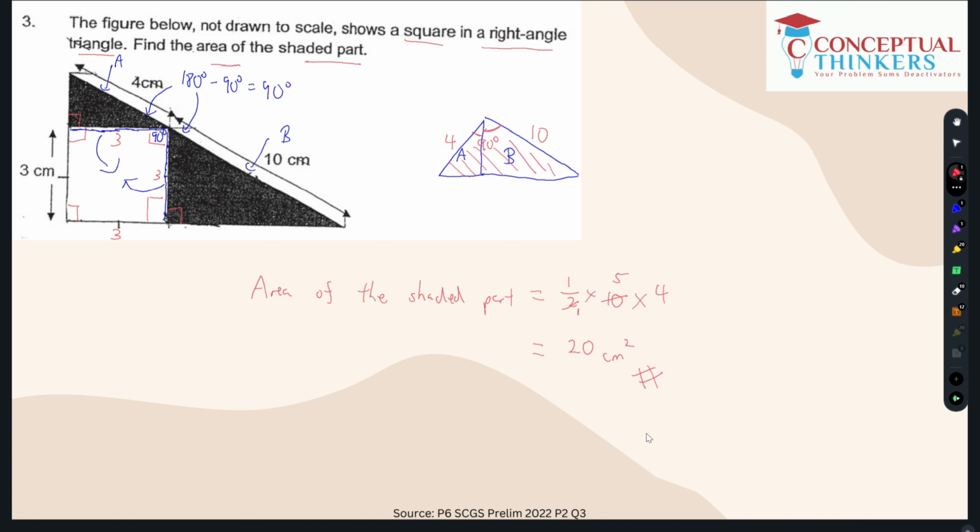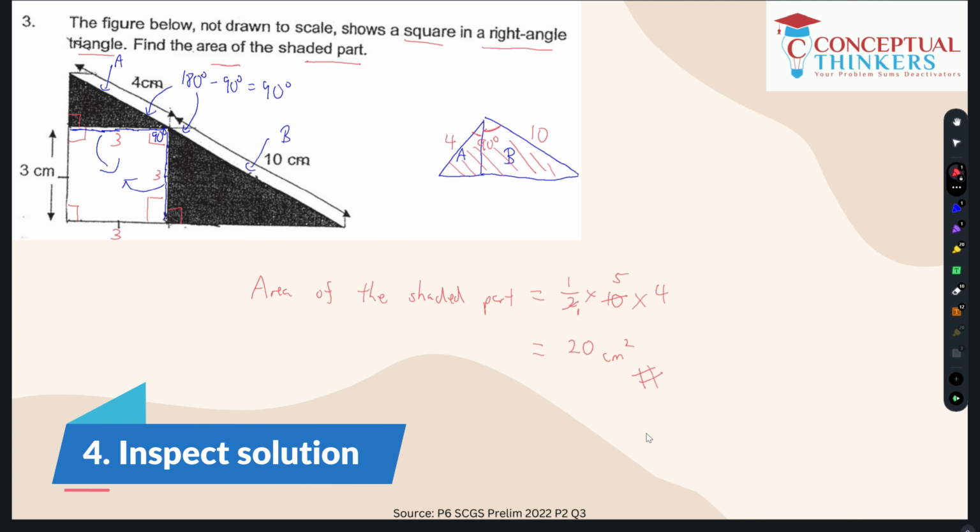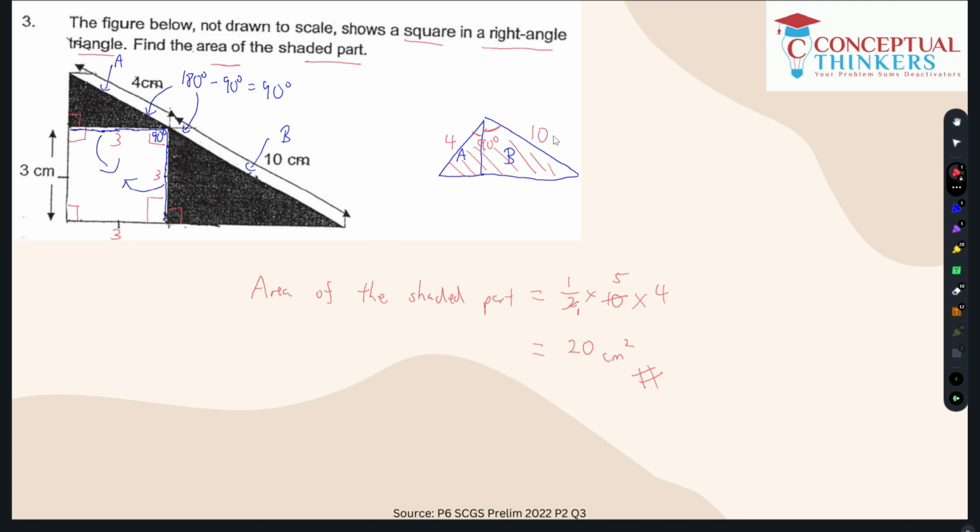When it comes to inspecting the solution, what you need to do is ensure that you are using the correct numbers. Don't make any transfer error. Also try to see whether your calculation of the 90 degrees makes sense. In this case, it does, because we are using adjacent angles on a straight line to solve the question. That is all you need to know to solve this question. If you can cut and paste the shape and form something that you know, in this case a right angle triangle, then this question will not be difficult to solve.